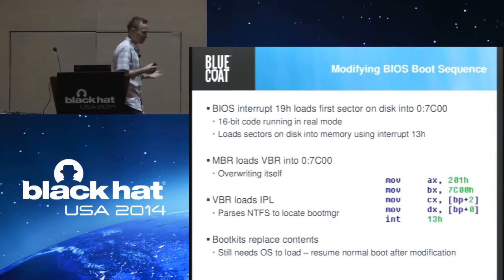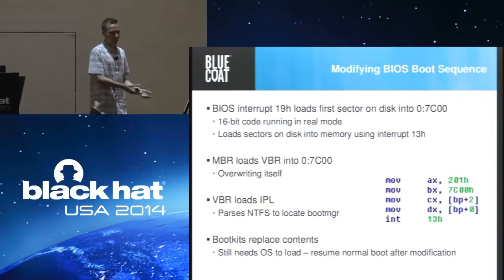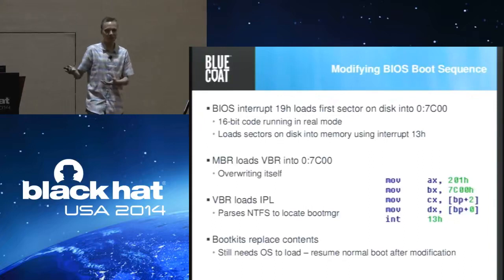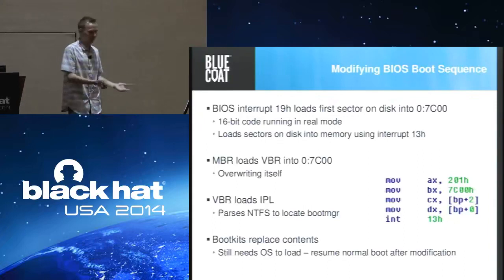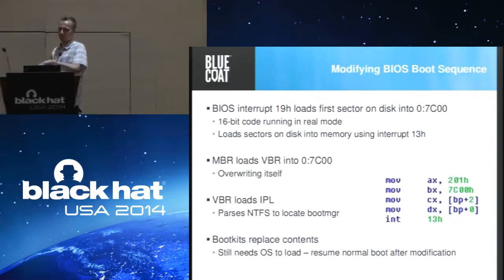The MBR consists of 16-bit code designed to run in real mode. Even though you're running a 64-bit CPU, it will actually boot up in 16-bit, and then the boot manager will flip the CPU over into protected mode and set up everything.